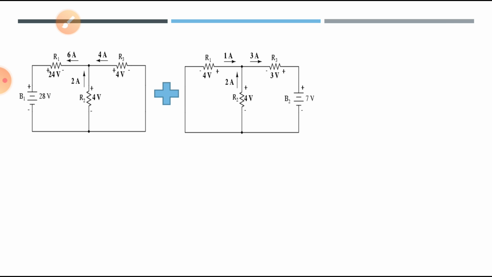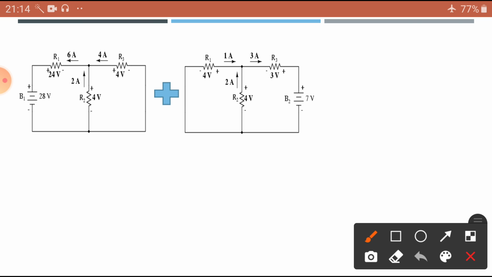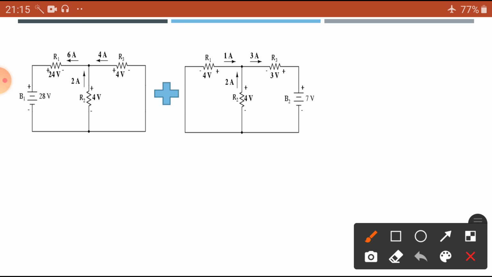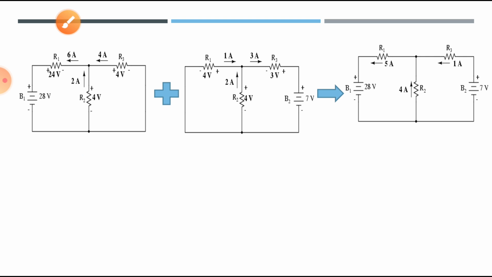First, by using the B1 battery, we find all the values, and please find the current direction also. Please remember the current directions. And in the second case, with the help of V2, we calculated these current directions. Now finally we are going to get the final circuit. So this is the final circuit.